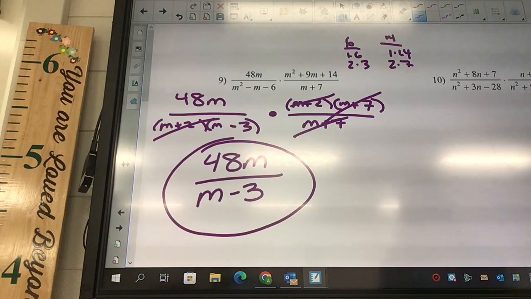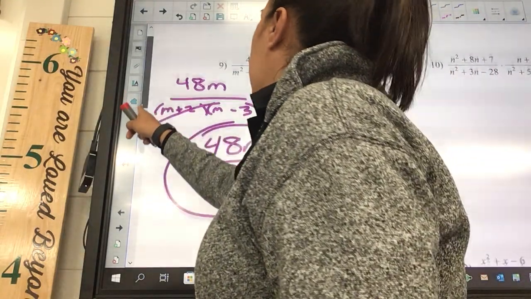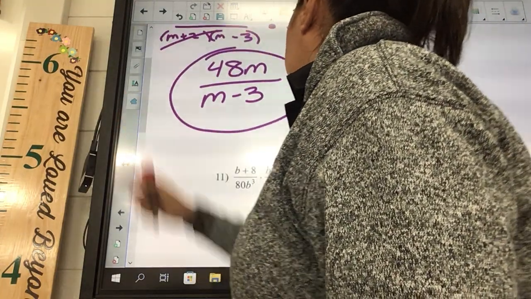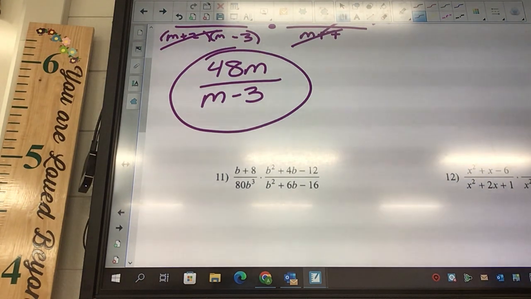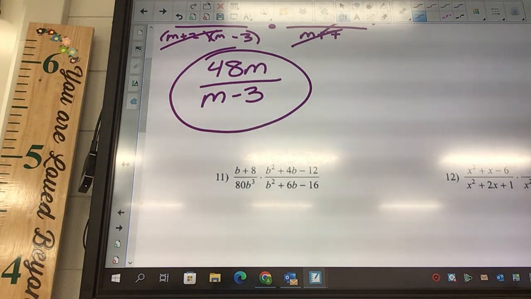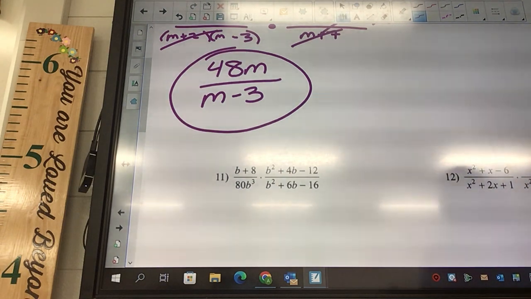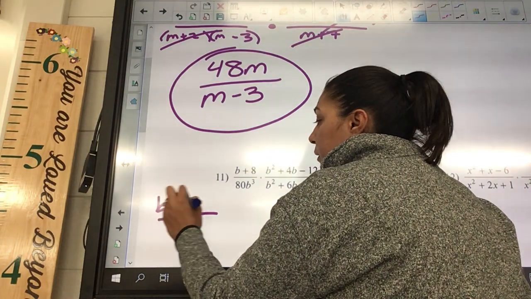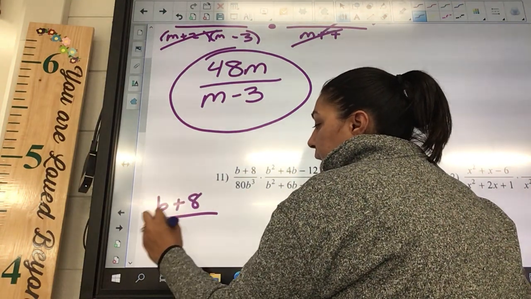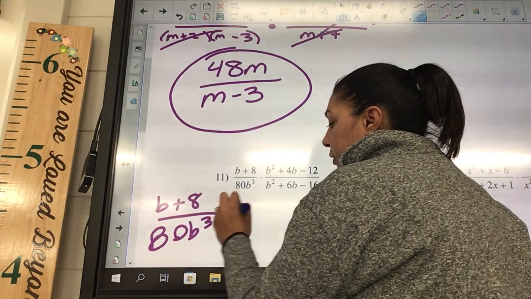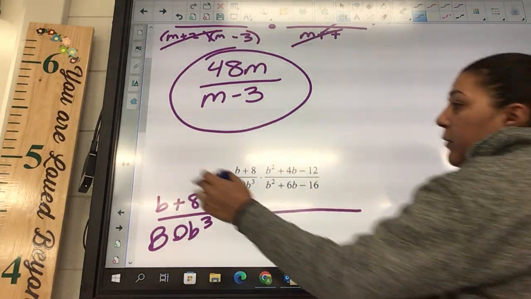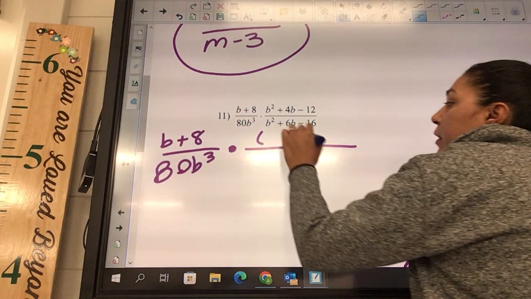Okay, number 11. What can we cross out? Nothing. Okay, so then our next step is to factor. Which ones need factored? The right side. The whole right side, okay, that top and that bottom. So I got B plus 8 over here, and 80B3 on this side. Nothing's going to change there. But on this one, we can go ahead and factor.